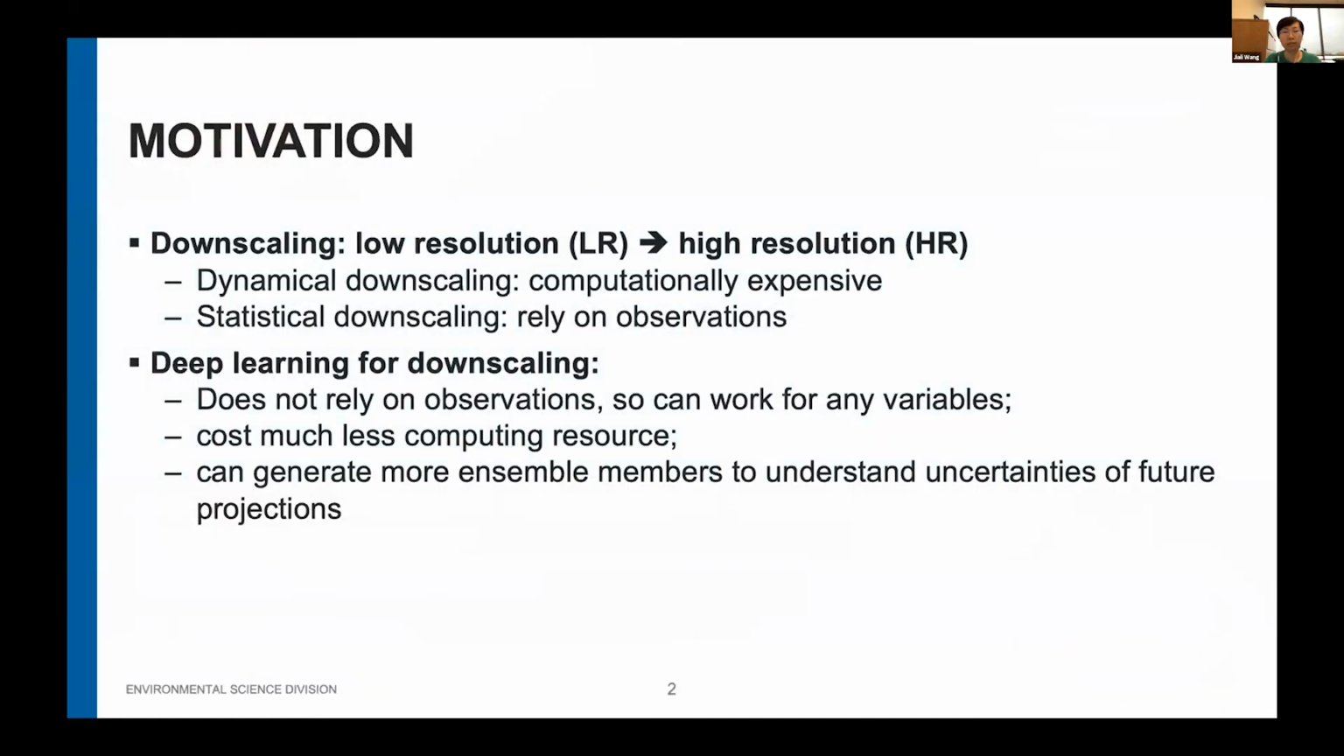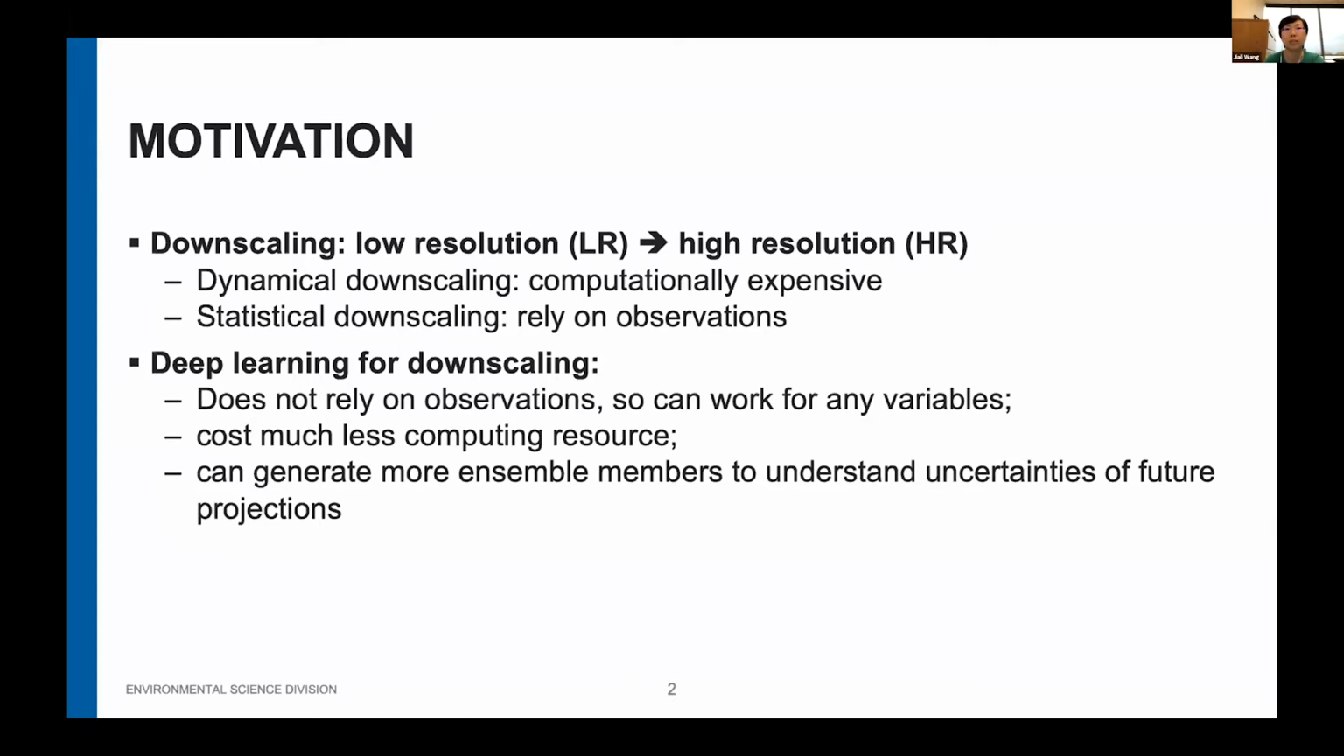The motivation. First of all, what is downscaling? I think most of us know. It is either a physics-based or statistical-based process that generates high resolution data using low resolution data. And why do we want to do downscaling using deep learning? Are there any other ways of doing this kind of thing? As you know, there are dynamical downscaling and statistical downscaling, and they both have their pros and cons.